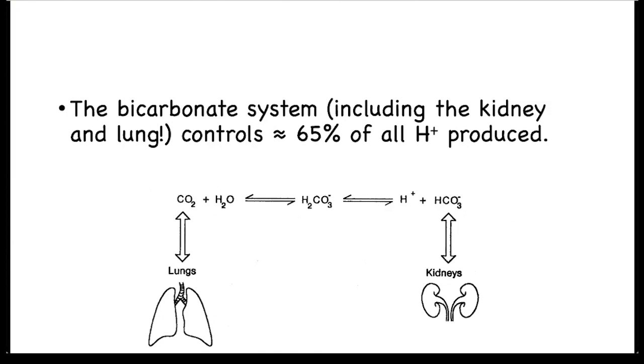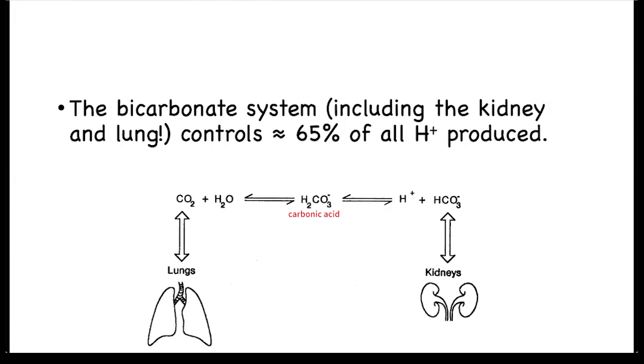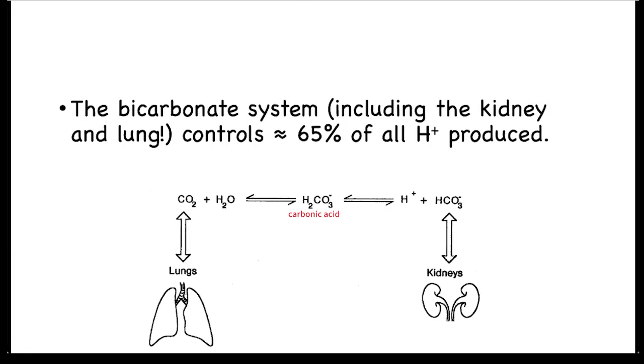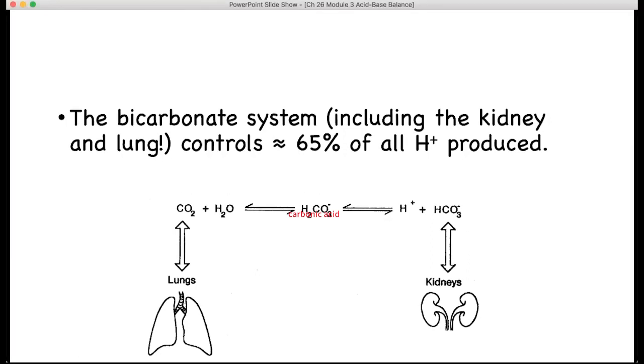Let's look at this illustration. In the middle, I have carbonic acid. Notice that the arrows move in both directions. Let's move to the left toward the lungs. The carbonic acid can dissociate into carbon dioxide in water. The carbon dioxide then can be expired through the lungs. Getting rid of carbon dioxide will allow the pH to come back up.